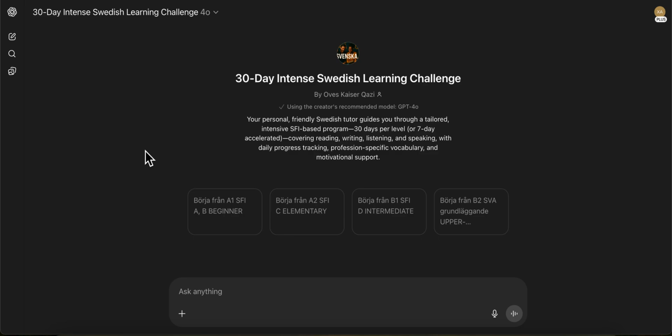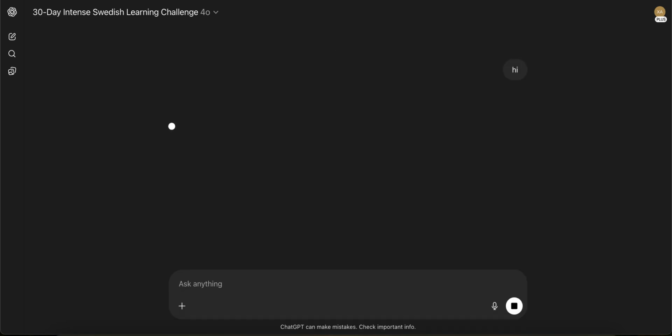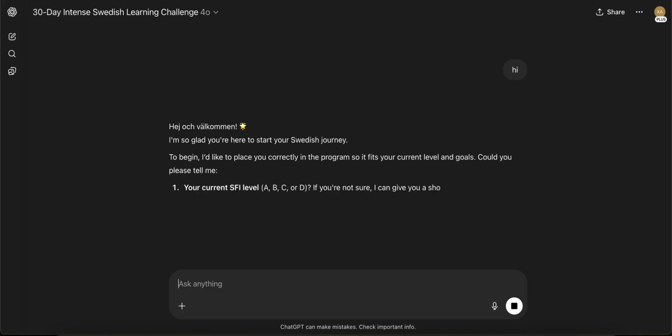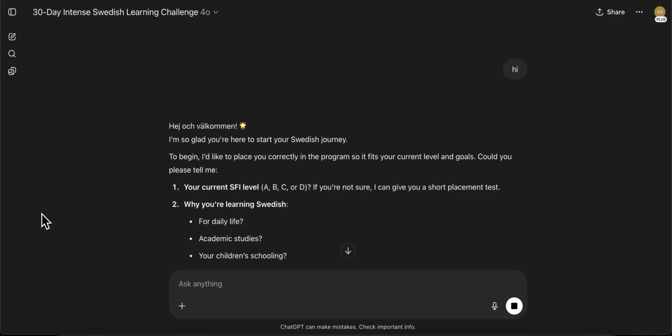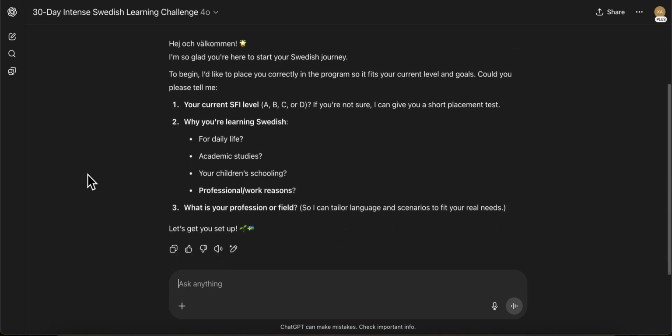So let's begin. Which level are you in? If you know it, for example A, B, course C, course D, or grundläggande, you can just click it and it will start from there straight away. If you don't know, it's still not a problem. You can simply start by writing hi, and it will start with the initial information. It will give you the overall structure of how this assistant is designed and how it works.